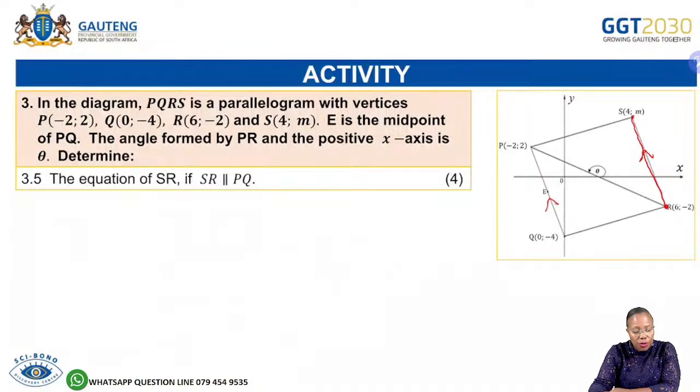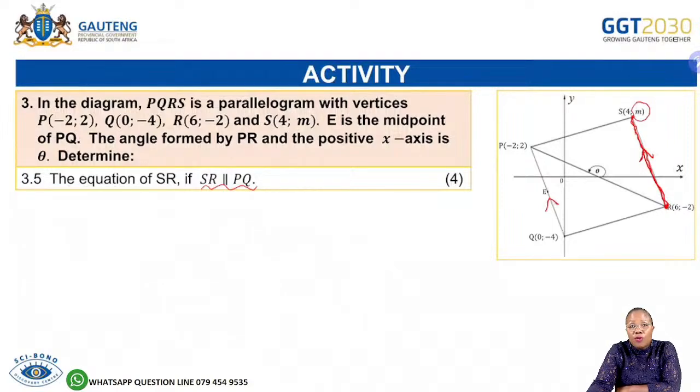Right, in this case, we were looking at the equation of SR, where SR is parallel to PQ. That is our key information given to us. Now, when you look at SR and PQ, if they say these lines are parallel, that means the gradients of those two lines are exactly the same. So remember, grade 12, we are looking at the equation of this line here. Now, if you try to find the gradient of this, we have a challenge because the value of y there is not given to us.